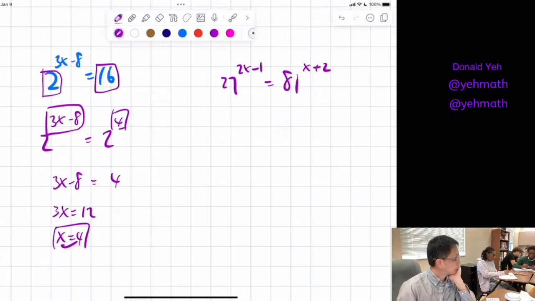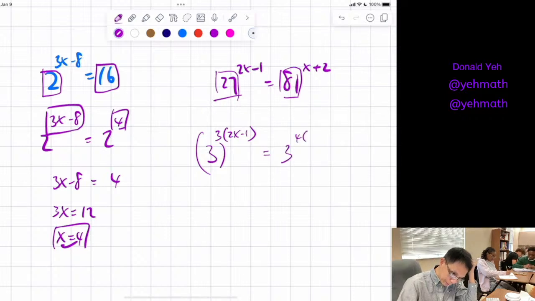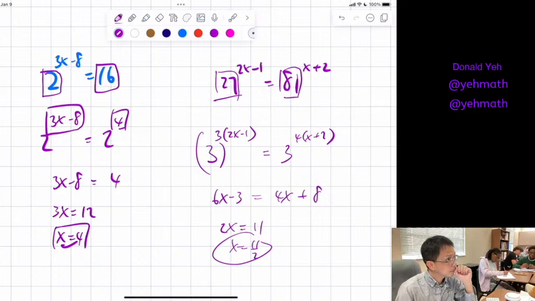You guys got it? What do 27 and 81 have in common? Base of 3, good. So now this is base 3. Instead of writing down 27, I can write down 3 to which power? 3, but put a parenthesis outside like this because they are multiplying. Now this is going to be 3 to the what? 4. And at the beginning of the year, we already talked about this. That's going to be 2x equal to 11, x equal to 11 over 2. Hopefully you get that. This is a good SAT question.